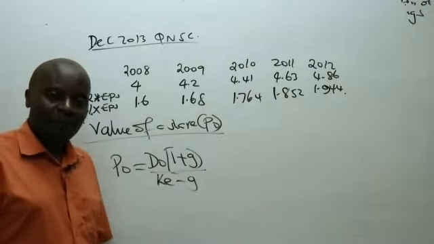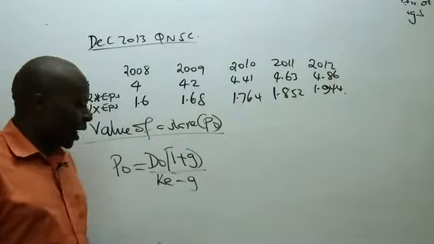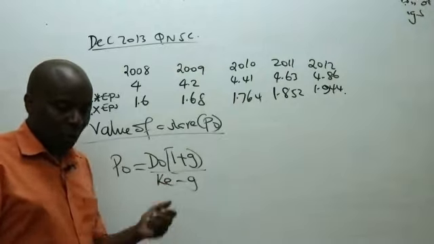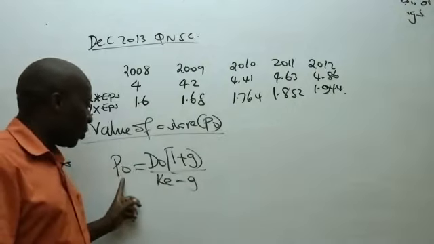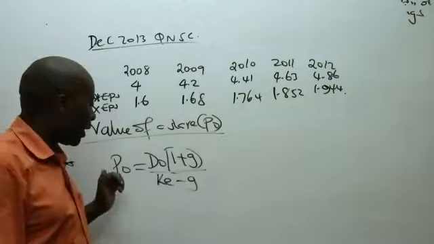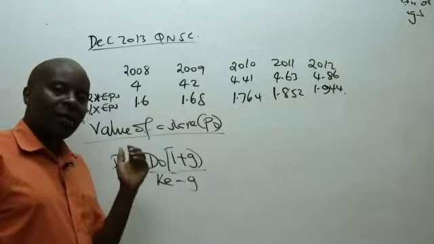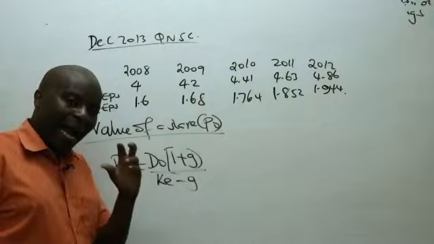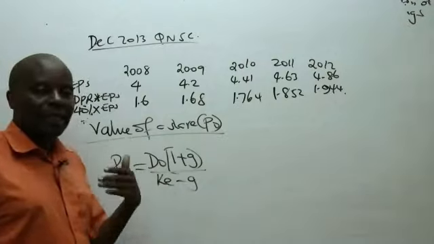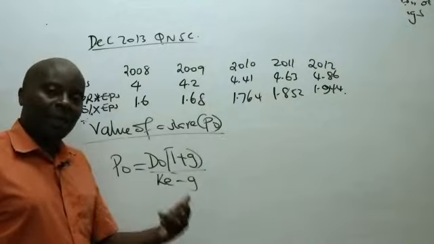P0 equals D0 into 1 plus g, all over Ke minus g. Where P0 is not provincial officer; in real finance terms, P0 stands for the current market price per share. This is the same as value per share. D0 is the current dividend per share.